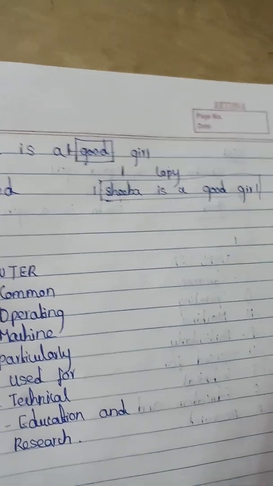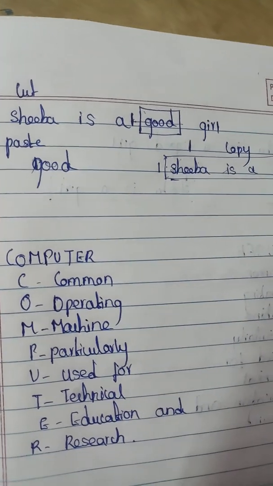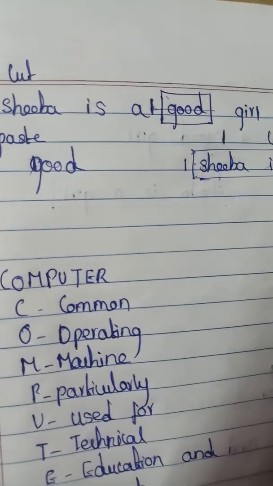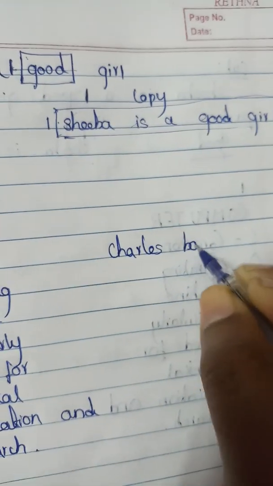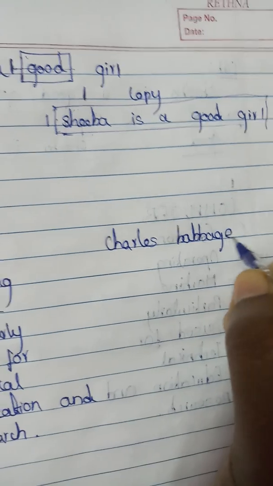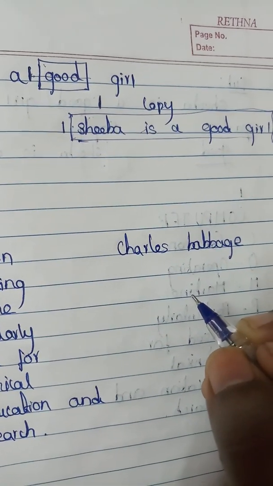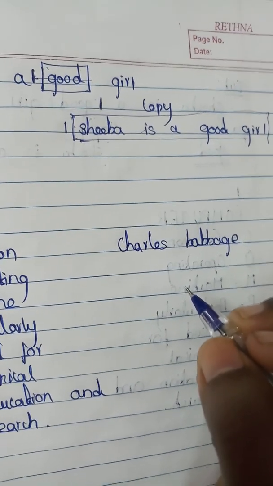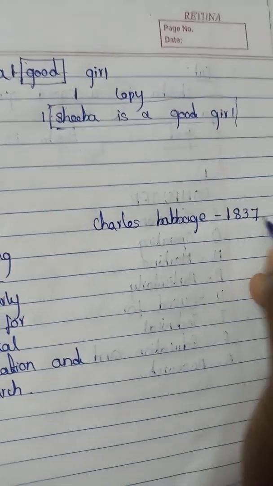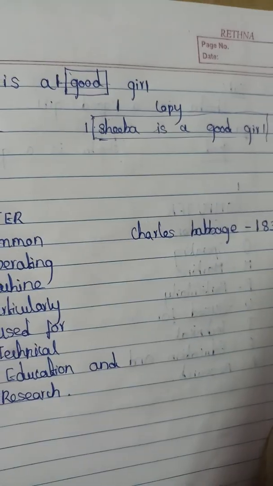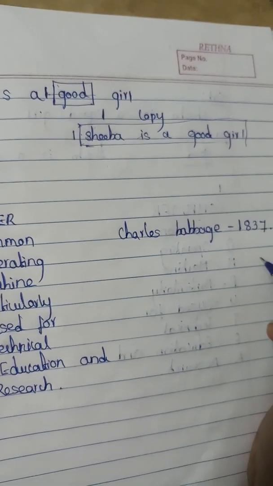Then who was the father of our computer? Charles Babbage is the father of computer. And in which year did he invent the computer? Any idea? He invented the computer in 1837. The father of computer was Charles Babbage and he invented it in the year 1837.